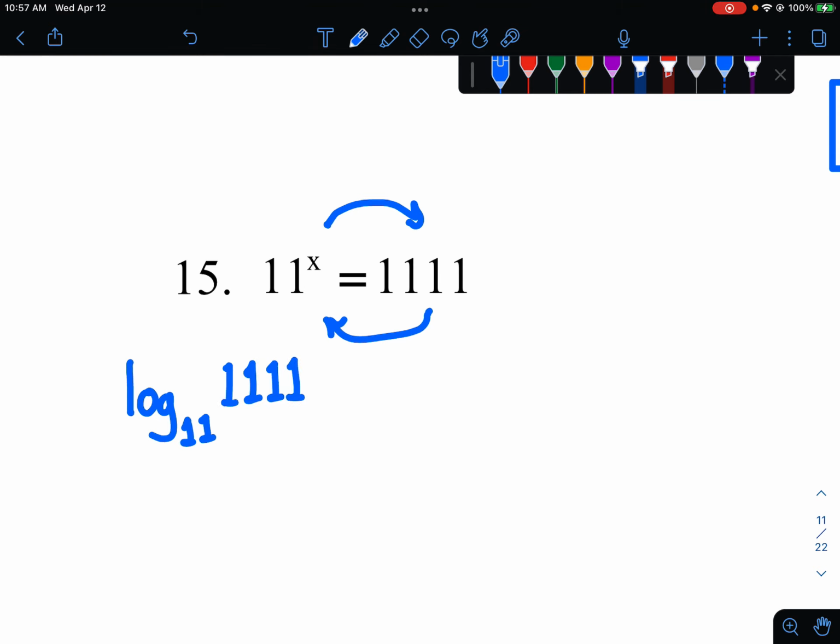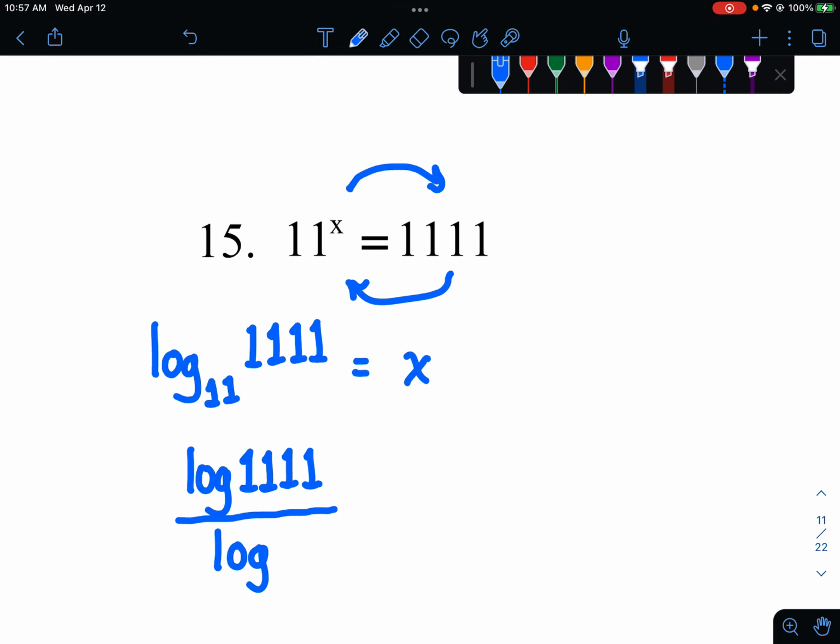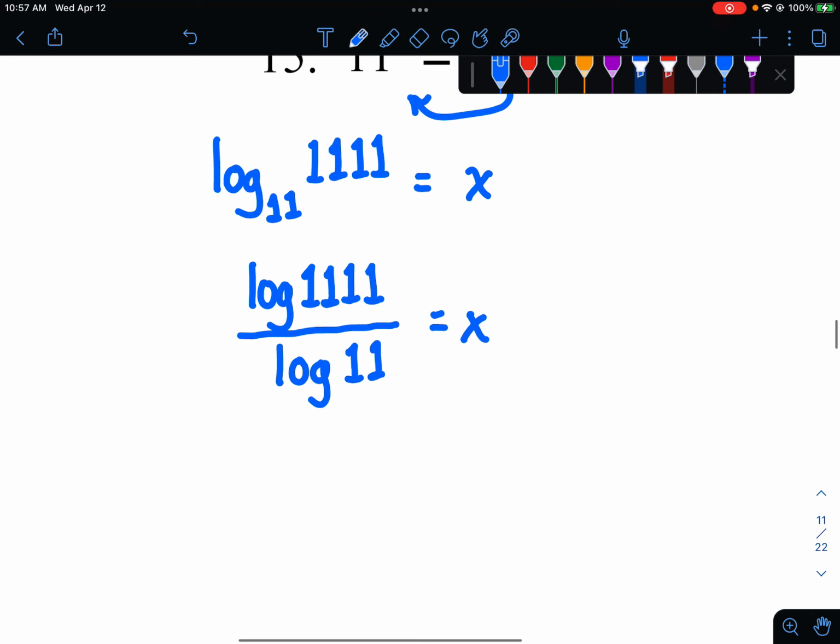So this is log base 11 of 1,111. So when I do this log 11, I cannot divide by 11. I'm not trying to reduce here. I'm just going to do the logs because that log is a function. So we're not looking at 111 or 1,111. We're looking at the log of 1,111 divided by log 11. And this is going to give me 2.9247. I would round that up.